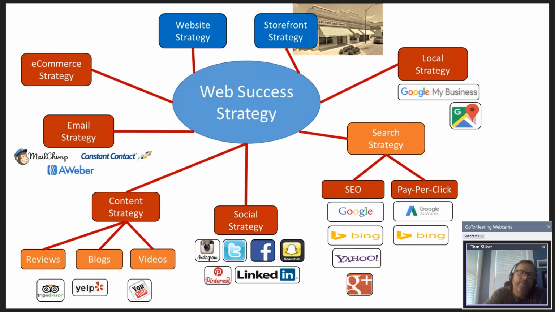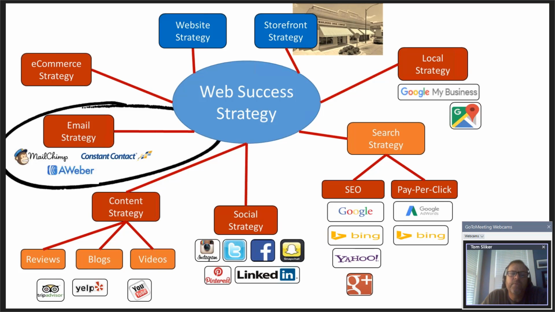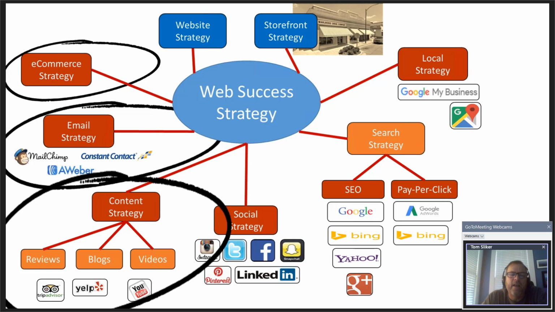This is the diagram we've been looking at over the last several weeks, looking at our web success strategy and the 9 essentials. And today what we're going to be looking at is email, which is right here. And then we're going to also be looking at e-commerce. So once we get people's attention, we want to be able to sell them something on our website. And then also looking again at content strategy.